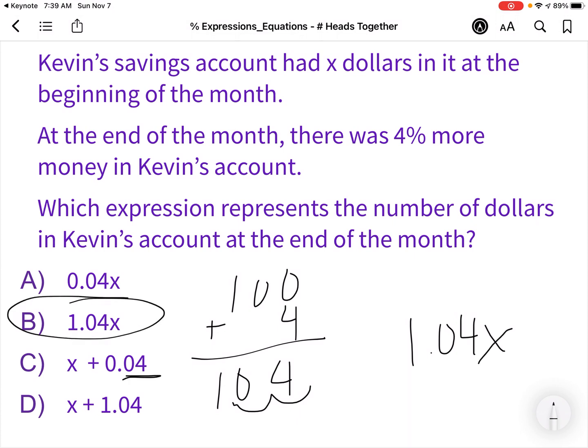That's going to add 4 cents. That's going to add $1.04. That's just going to find the amount that we added.